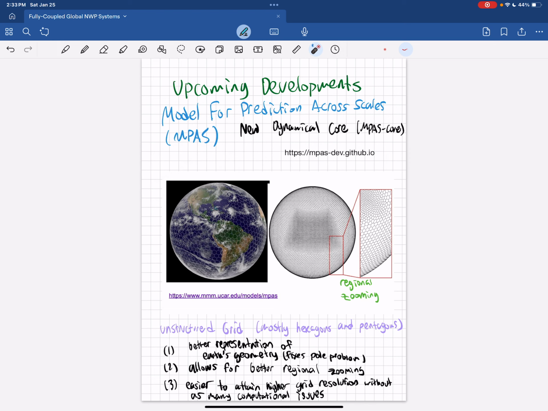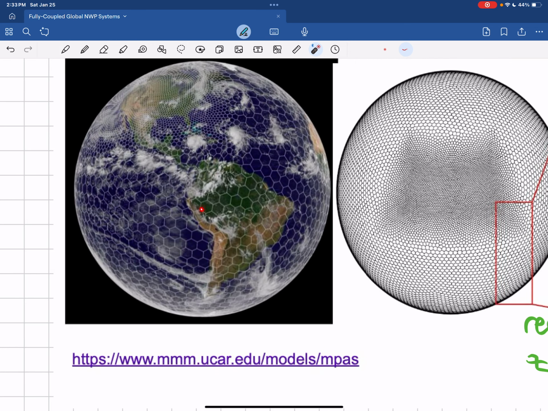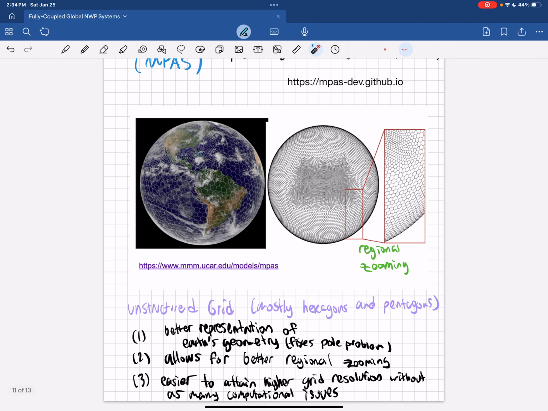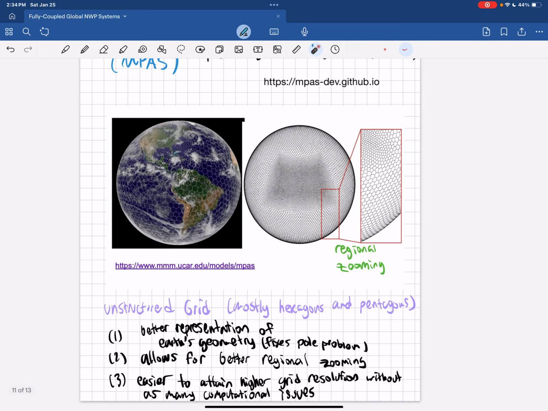Okay. Right. It's easier to obtain, also easier to obtain higher grid resolution without as many computational issues. I think the main reason that I'm talking about is if you have this shape, which is like this hexagon, you can have fluxes of air coming in, numerical fluxes from all sides. So you actually get a better representation of the wind flow. So in a way, it gives it better resolution because it's 5-sided instead of 4 or 6-sided, for example.